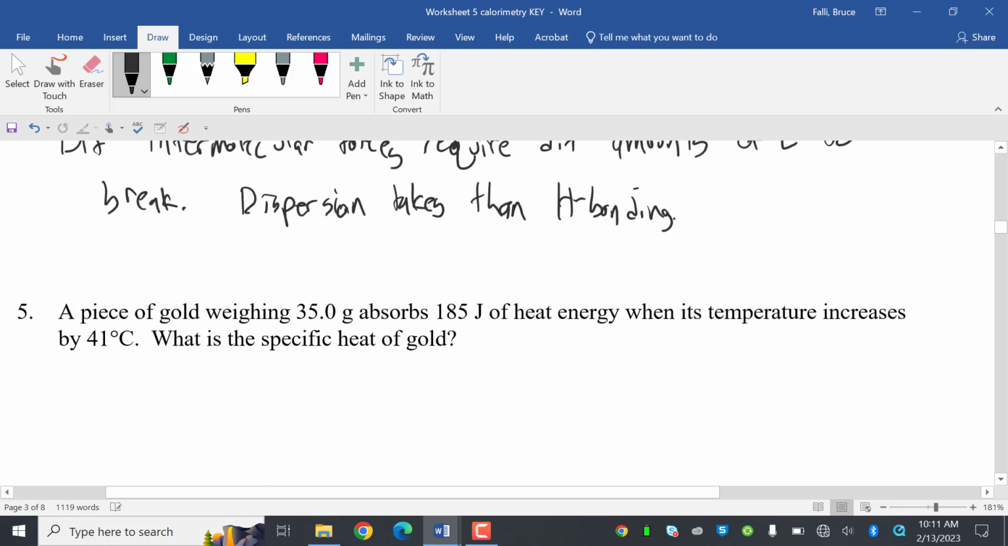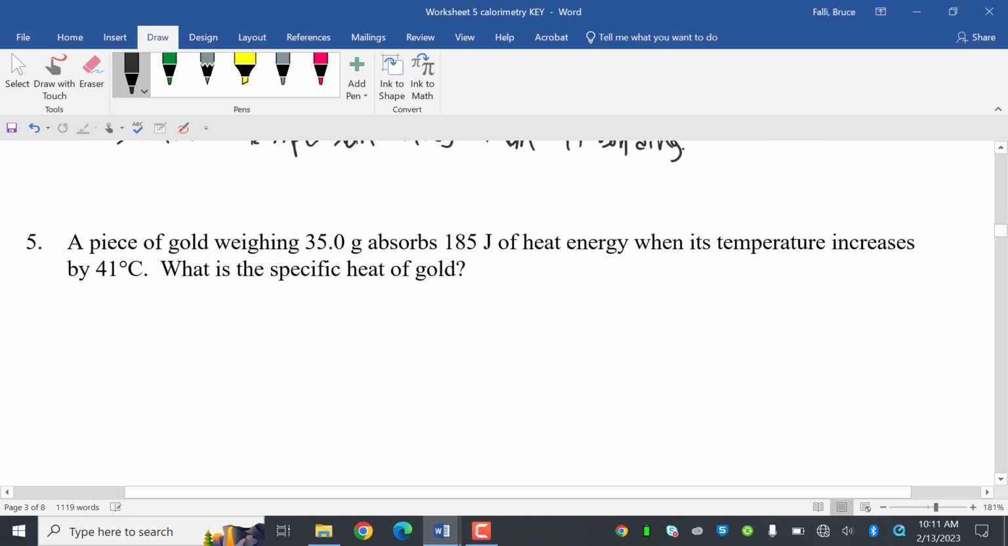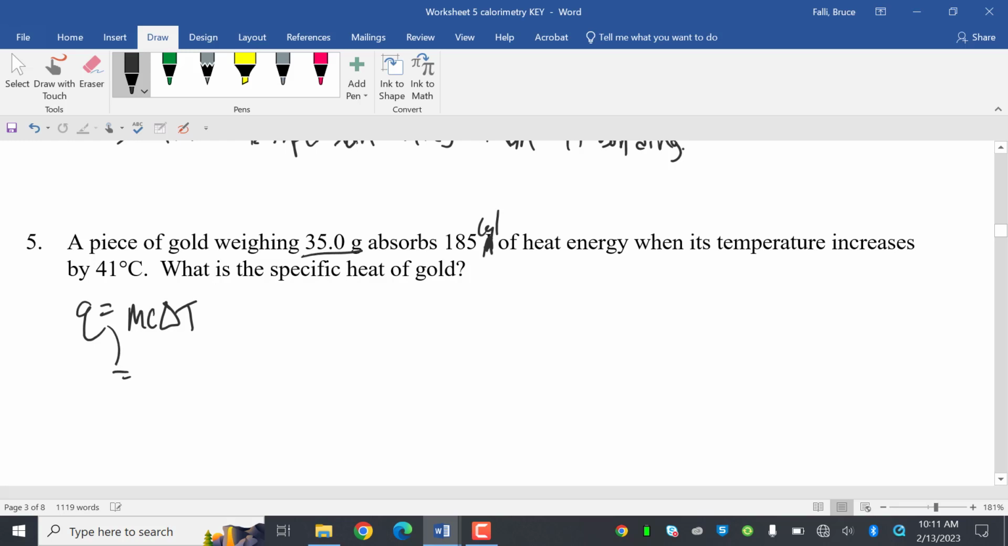All right. A piece of gold weighing 35 grams absorbs 185. We're going to change all of these into calories. When its temperature increased by 41 degrees, what is the specific heat of gold? So I'm going to do Q equals MC delta T. So my mass is 35. I'm solving for the specific heat of gold, so it's 185.